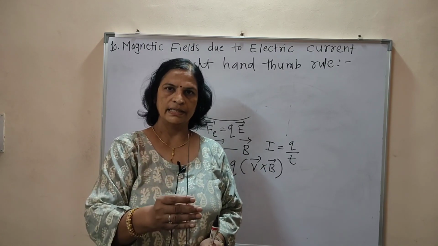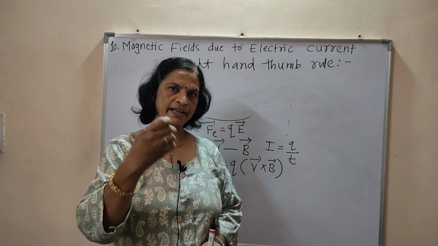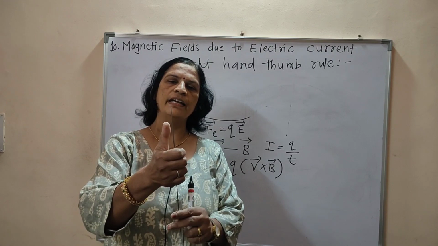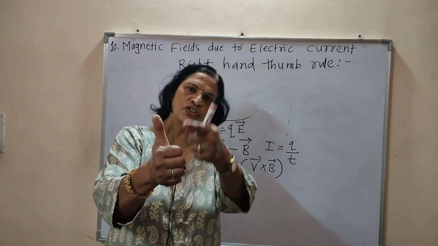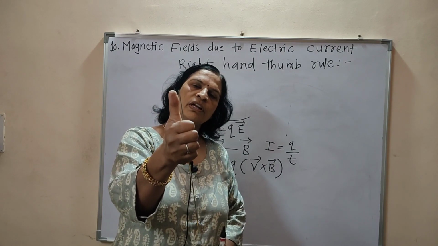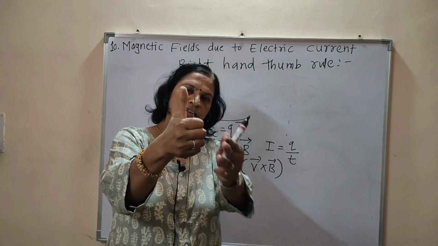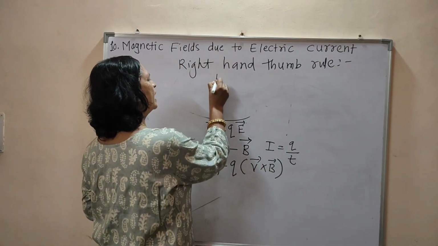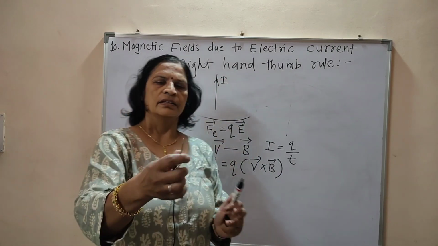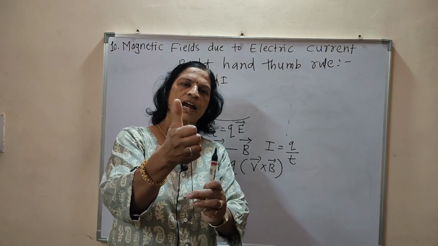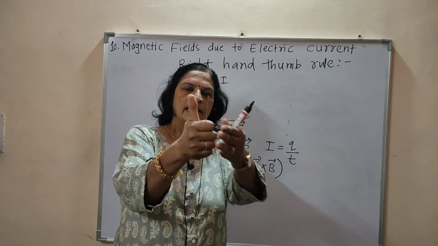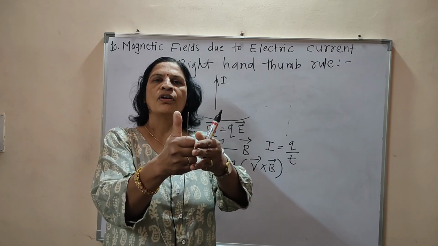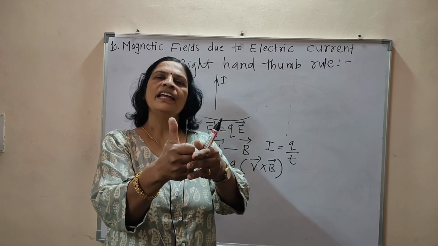Hold this conductor in your right hand, this is my right hand, in such a way that this is the direction of current. Outstretch your thumb in the direction of current and curl your fingers around the conductor. In this manner, your thumb should be stretched in the direction of current and the fingers curled like this. Then the curled fingers give you the direction of the magnetic field, magnetic intensity or magnetic induction.